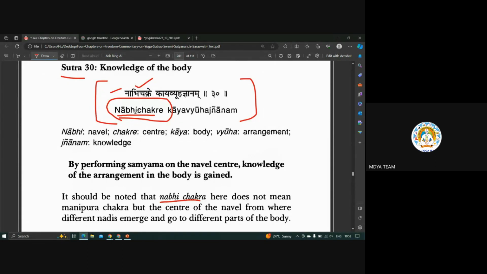The thing is that it is the starting point of the nadis, and all the nadis travel through the whole body from there. That's why, if we focus on it, we get all the knowledge of the body. Is it clear? Yes, sir. So the point where the nadis originate is called the Nadi Chakra. Excellent, excellent. Okay.